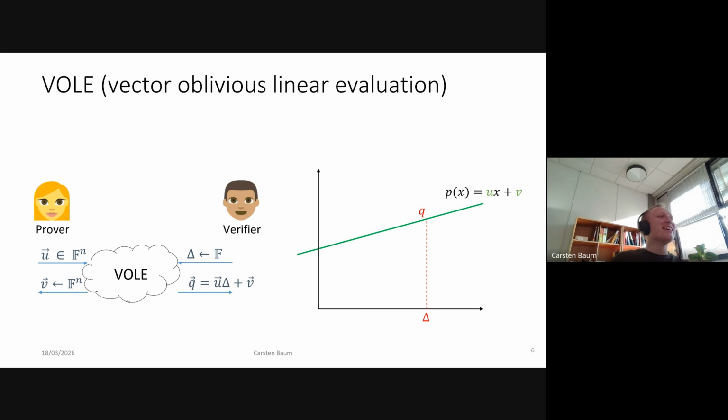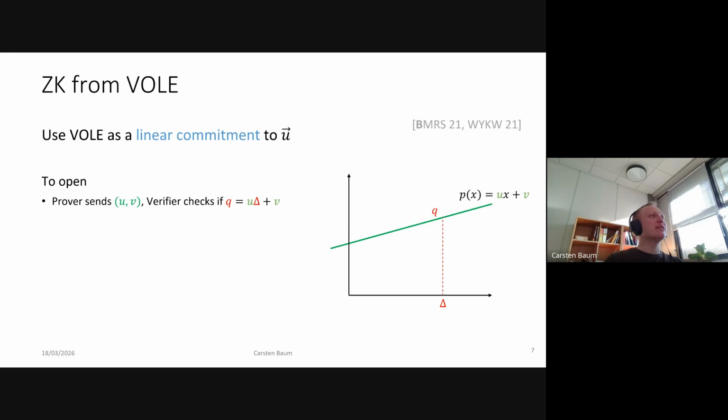Then I'll continue. So we have this setup. On one side, the prover has u and v. On the other side, the verifier has the evaluation of this linear equation. What are we going to do with this? The interesting thing is, this is already a linear commitment, and this has been known since the ancient ages of cryptography. Maybe not the old Greeks, but since the 1980s for sure.